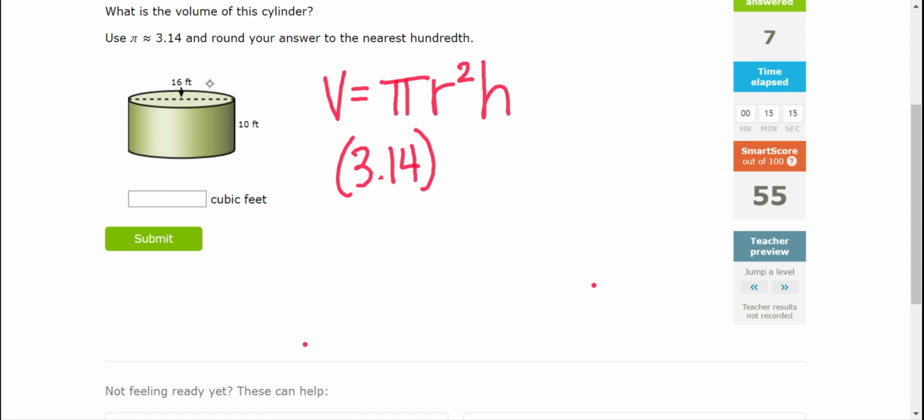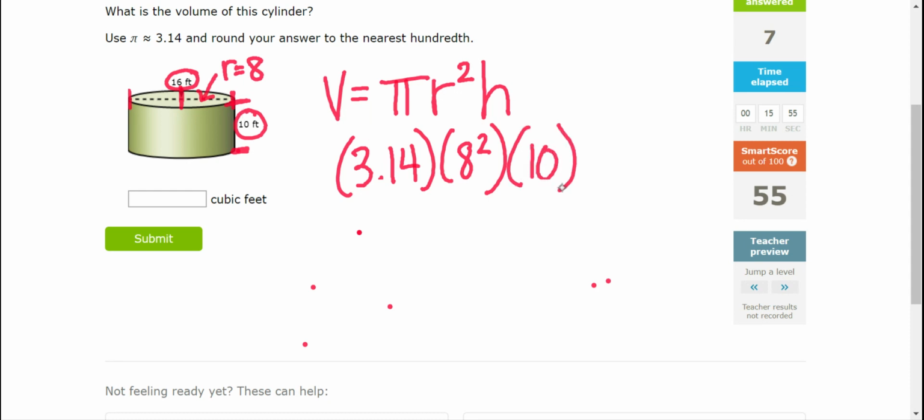Now, in the diagram that they gave us, they went from edge of the circle to edge of the circle. So that's the diameter. We really need the radius. So we're going to take the measure they gave us for the diameter, which is 16, and I'm going to divide that by 2, which would be 8. So my radius, which would be half of this, is really going to be 8. So right here where it has r squared, I'm going to substitute in 8 squared. My height, how tall this cylinder is going to be from here to here, that's going to be 10.